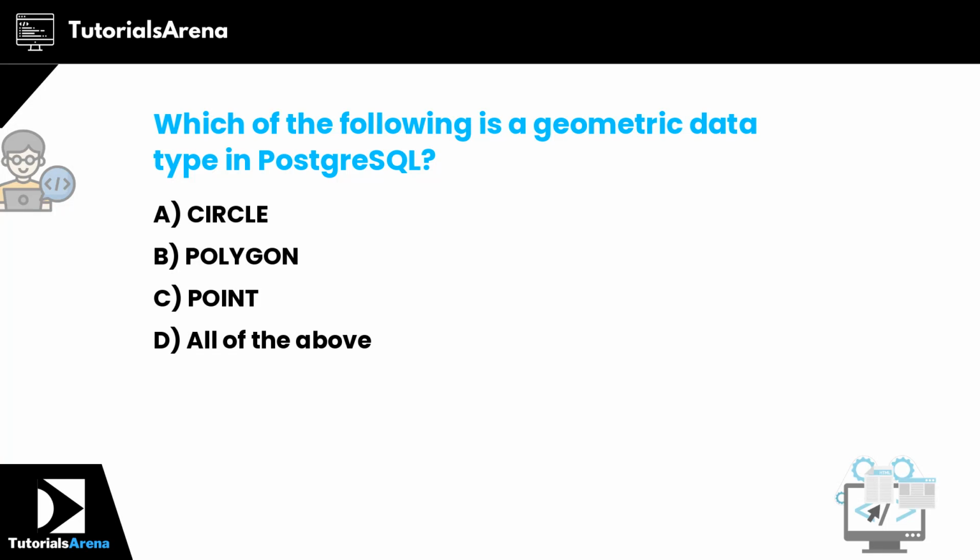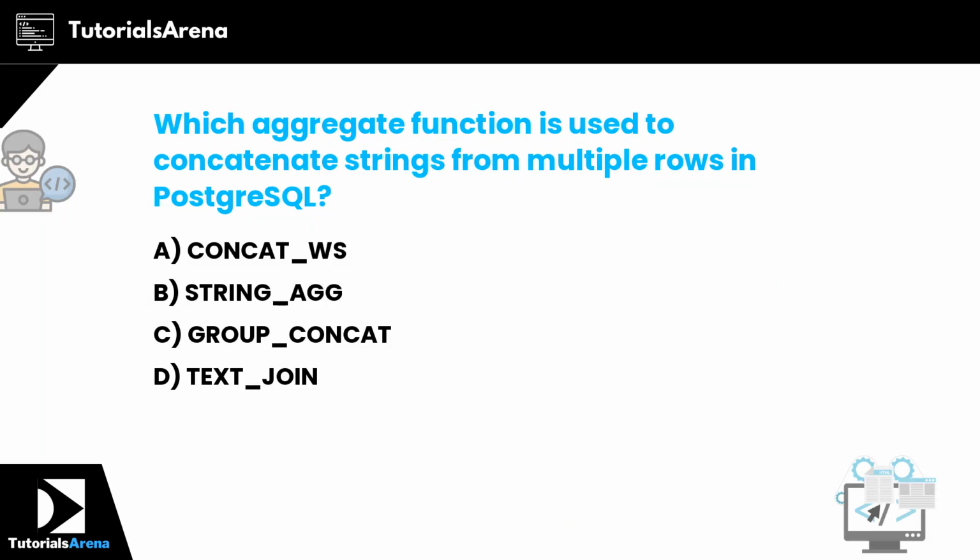Which of the following is a geometric data type in PostgreSQL? The correct answer is option D, all of the above. Which aggregate function is used to concatenate strings from multiple rows in PostgreSQL? The correct answer is option B, string_agg.